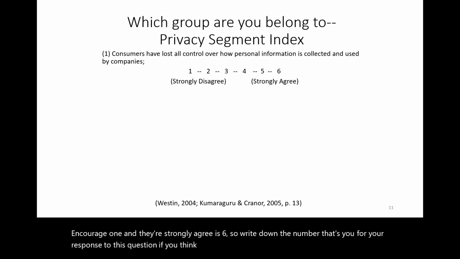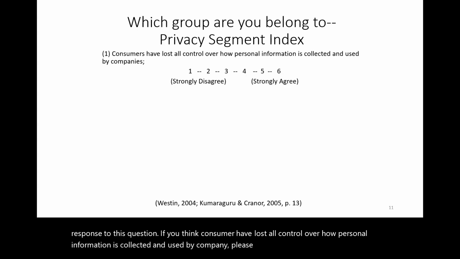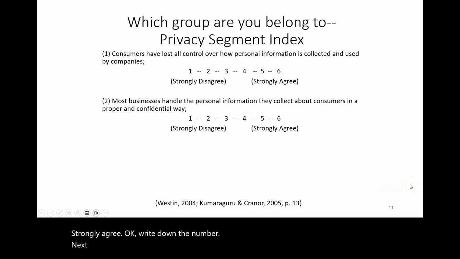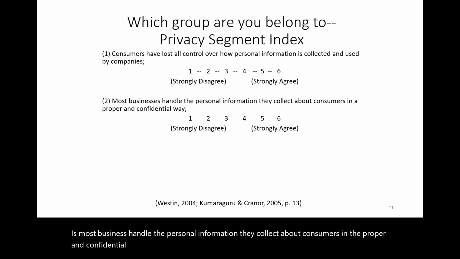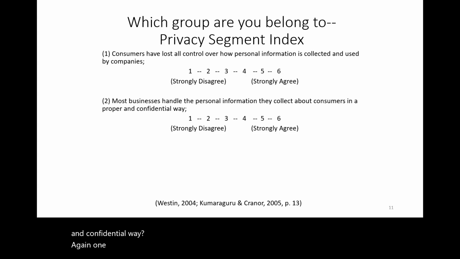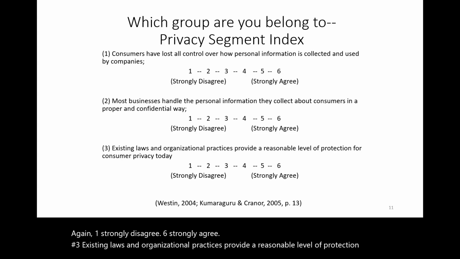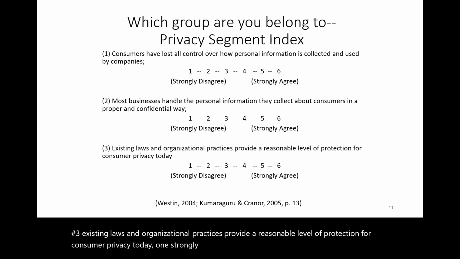If you think consumers have lost all control over how personal information is collected and used by companies, please rank your response anchor from 1, strongly disagree, to 6, strongly agree. Okay, write down the number. Next question is, most businesses handle the personal information they collect about consumers in the proper and confidential way. Again, 1, strongly disagree, 6, strongly agree. Number 3, existing laws and organizational practices provide a reasonable level of protection for consumer privacy today. 1, strongly disagree, and 6, strongly agree.